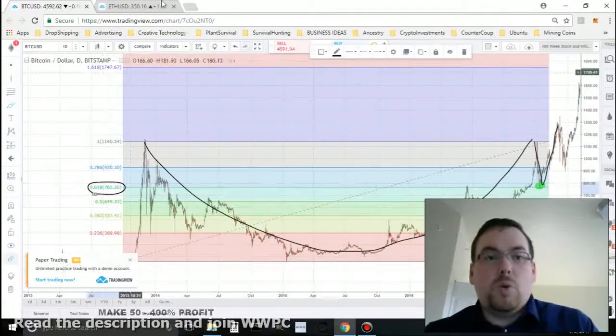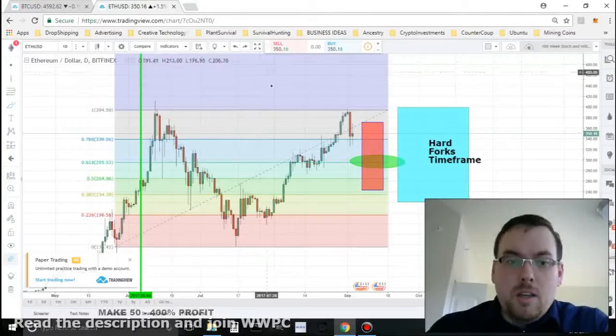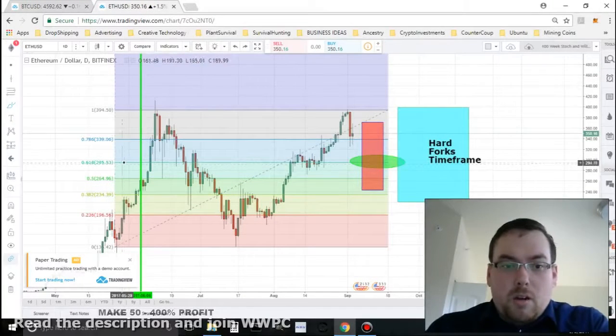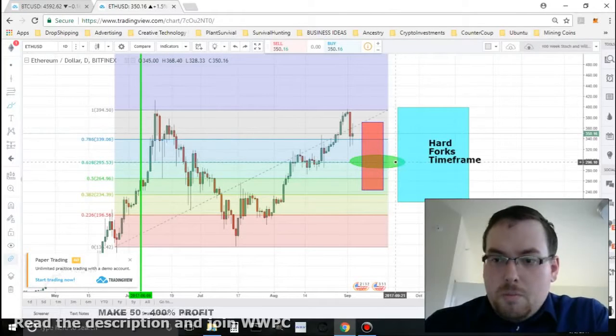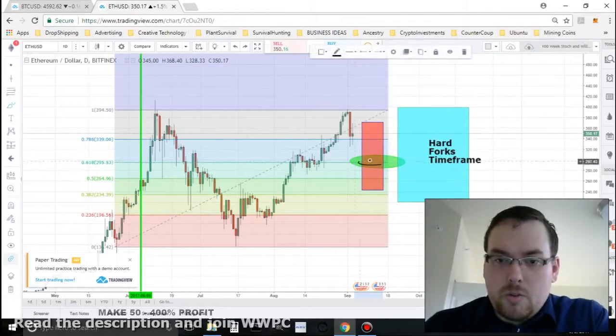It's the 0.618 Fibonacci level. And that 0.618 level on the Ethereum chart brings us to about 300, so right in this range here.